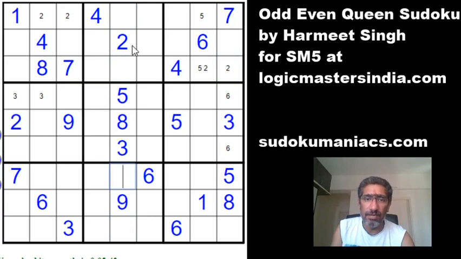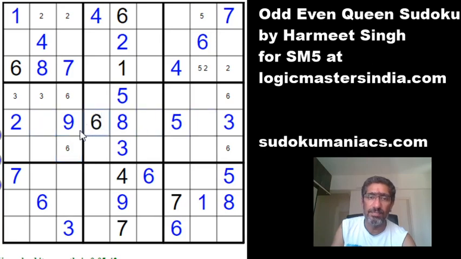The missing digits are 1, 4, 6 and 7. We already have 1, 4, 7 in row 1, so this has to be a 6. We already have a 7 and a 4 here, so this has to be a 1, 4 and a 7. So this becomes a 7, this becomes a 6. And for row 5, this is not a 6, this is not a 6, this is not a 6, so this becomes a 6. Clear?